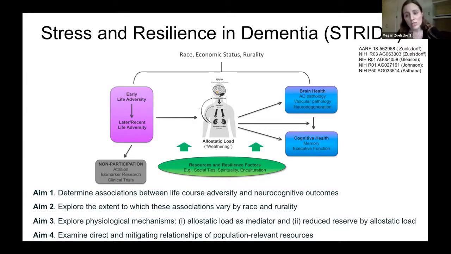All of these life course exposures correlate with distal social determinants of health and adverse social conditions. So with these data, through the STRIDE study, we are looking at addressing some of those gaps I mentioned in a very direct way. We're looking at the associations between life course adversity and ADRD biomarkers, as well as cognitive changes, and how those relationships vary by race and rurality. We're looking at physiological stress as both a mediator, but also as a potentiator, a reducer of cognitive reserve. And finally, most importantly, we're also trying to look at population-relevant resources and how they buffer those relationships.